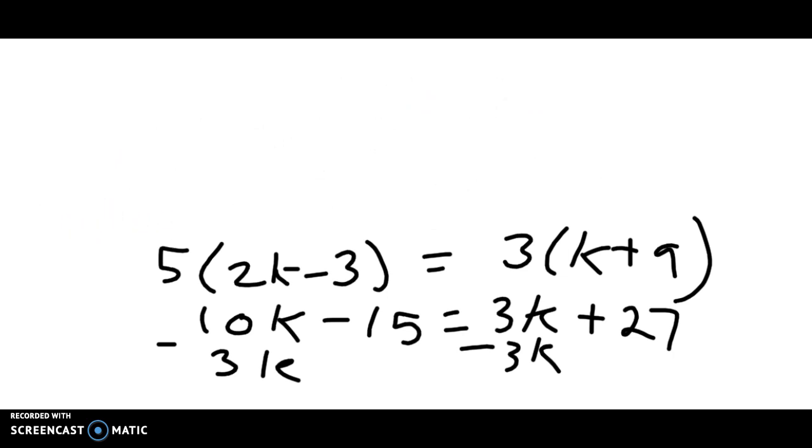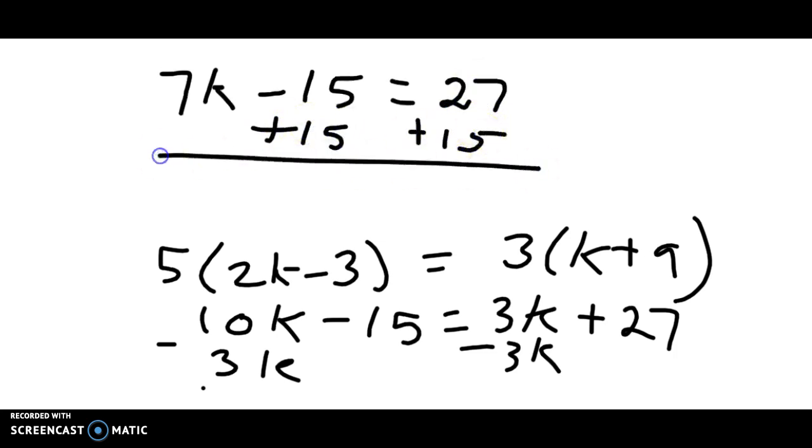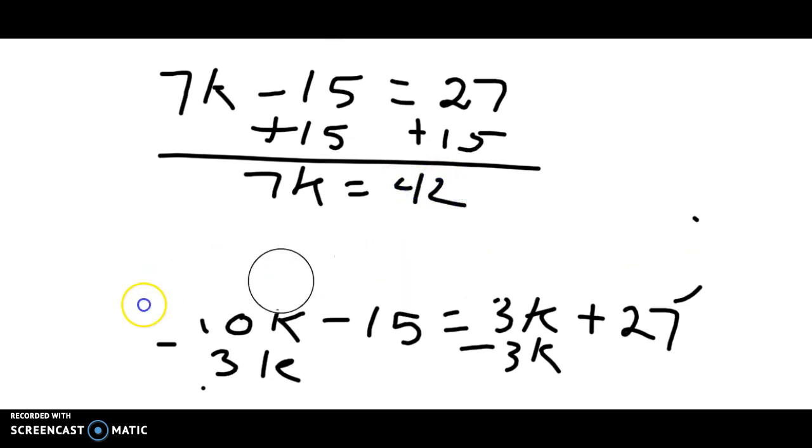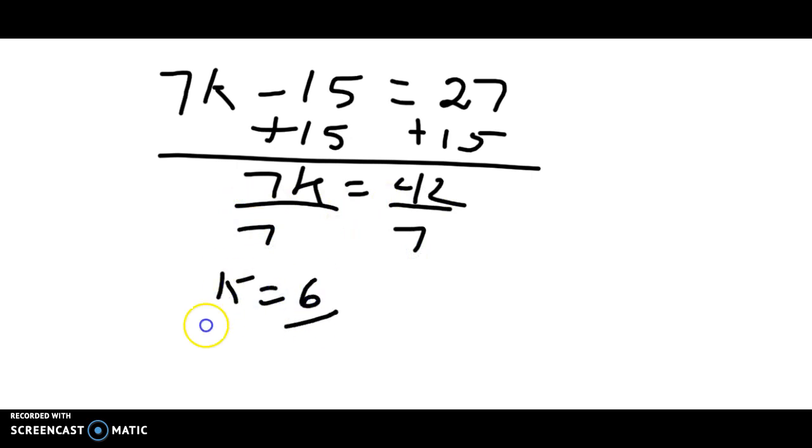Alright, so when I have 10k minus 3k gives me 7k minus 15 equals 27. I'm going to add 15 to both sides. And I get 7k equals 42. And divide both sides by 7. And k equals 6. Again, you're going to check it.